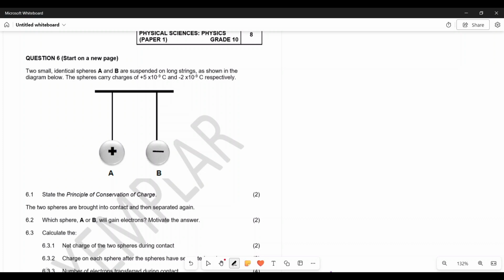Now, question 6, we're given two small identical spheres, A and B. Now, they are suspended on a long string as shown in the diagram. Now, the spheres carry a charge of, so this one, it will be plus 5 times 10 to the power negative 9 coulombs. And this one, it's negative 2 times 10 to the power negative 9 coulombs.